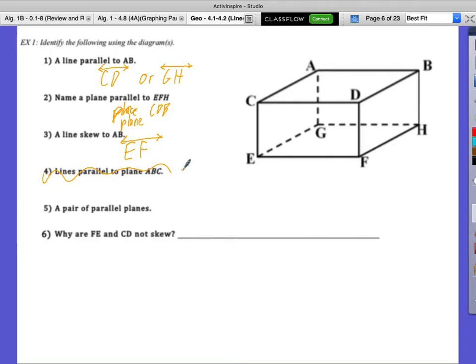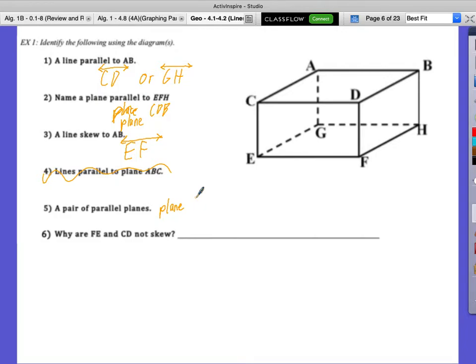Five, a pair of parallel planes. We named a pair earlier, but let's name a different pair this time. Somebody have a suggestion for a pair of parallel planes here. Okay, Grace. I don't know if this is right, but can GF and AD be parallel? So GF's on a plane, but what is a plane? I'm just asking, can that be like that? Because technically they are. There's nothing connecting GF.